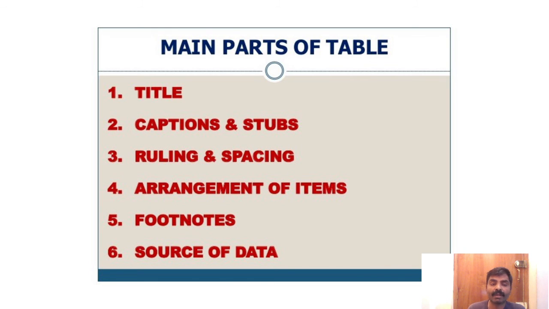The major parts of a table, as we have already discussed, are: the title of the table, which is very important. Captions, that is the column headings. Stubs, that is the row headings. Ruling and spacing, where the space required has to be decided, and whether it is alphabetical or numerical. Items have to be arranged systematically. Footnotes, where we mention the sources of data or any remarks. The sources of data have to be mentioned.